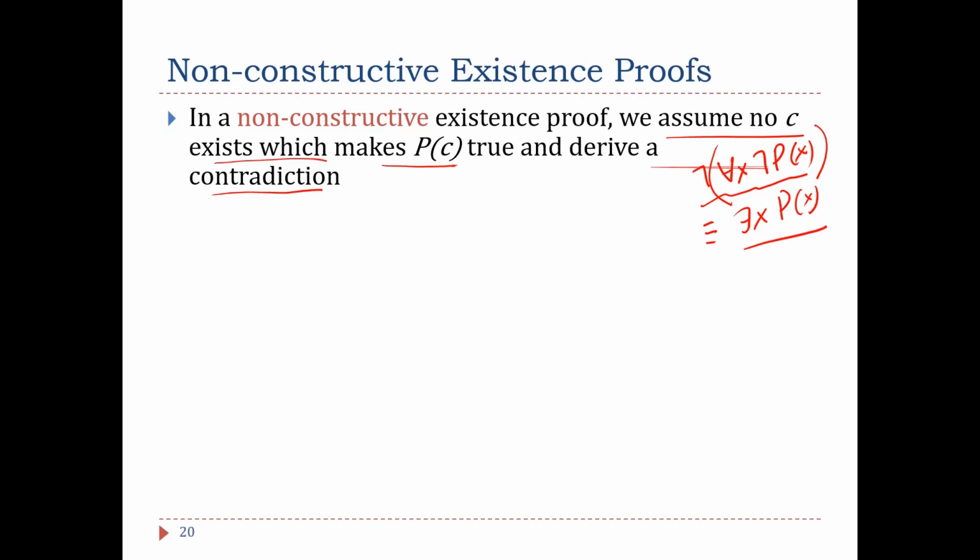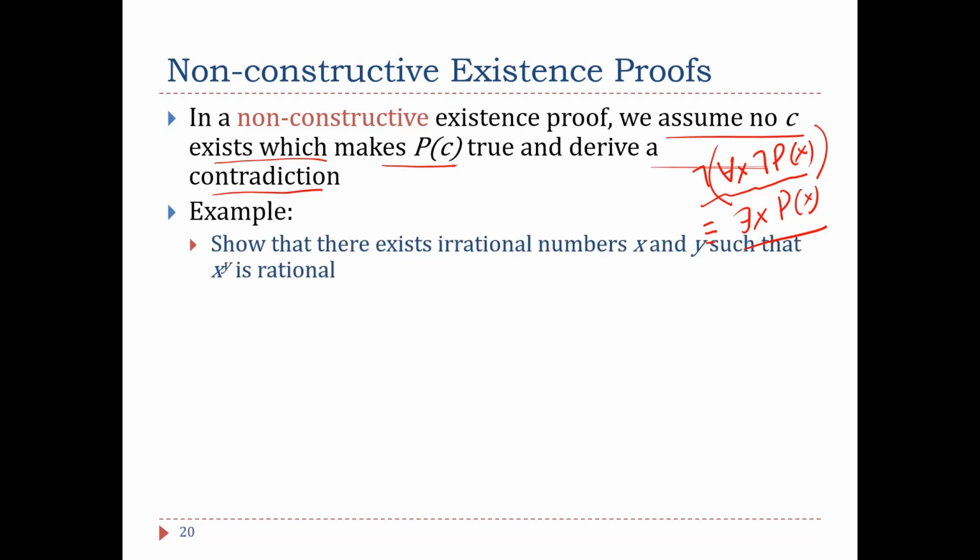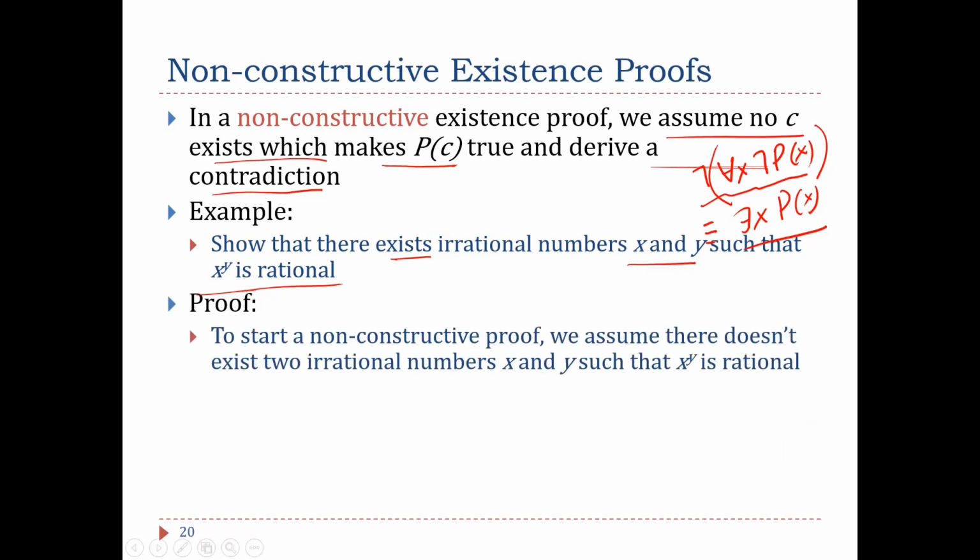Okay, and we call this proof by contradiction for existential properties, a non-constructive existence proof. Example: if you want to show that there exist irrational numbers x and y such that x to the power of y is rational, you can prove this with a non-constructive existence proof by assuming that actually there do not exist any two irrational numbers x and y such that x to the power y is rational.